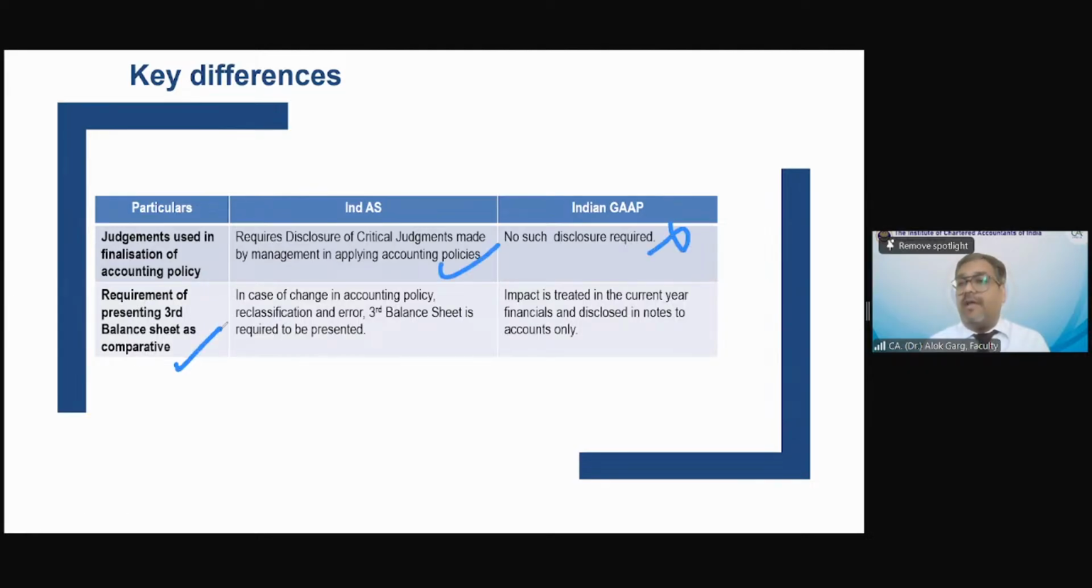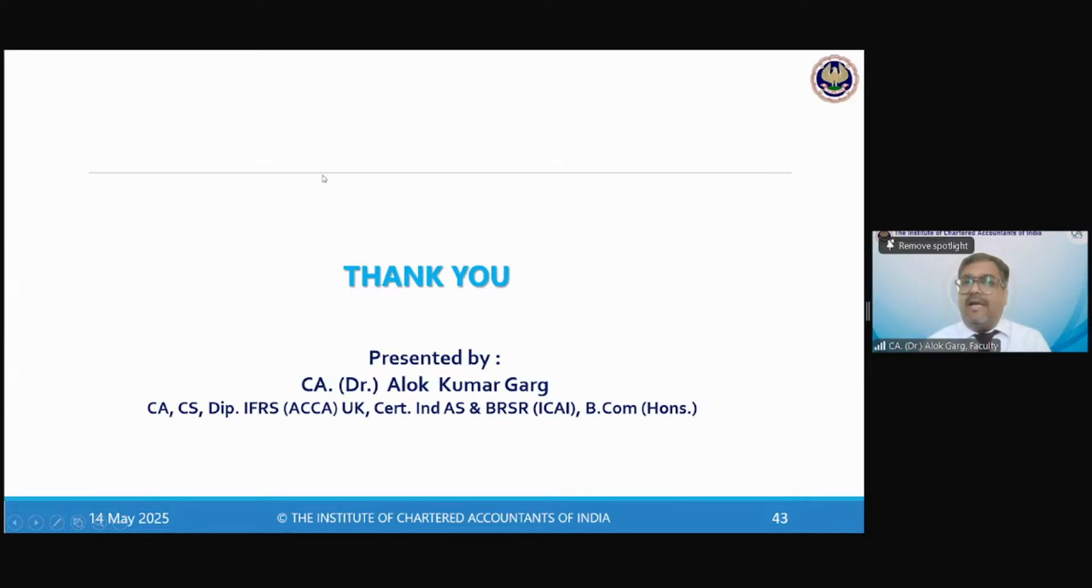Third balance sheet requirement. Whenever there is a change in accounting policy or correction of error, the opening balance of the comparative year balance sheet needs to be presented, right? In accounting standard, there was no such requirement. Whenever there is a correction of error or a change in accounting policy, the entire impact has to be taken in the current year. But in Ind AS, the comparative needs to be restated and the third balance sheet needs to be presented. So friends, this was the difference between Ind AS and IGAP. So I have just revised this entire Ind AS 1.